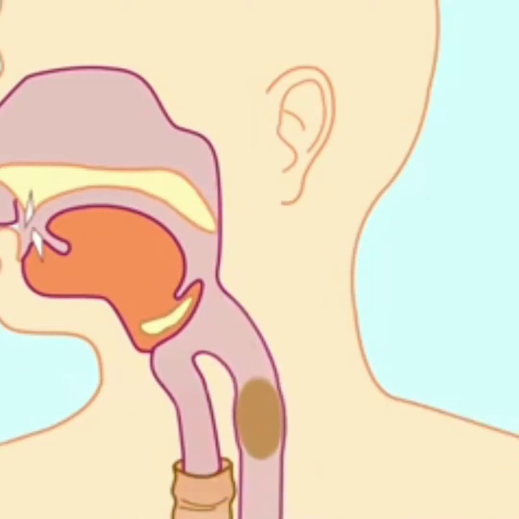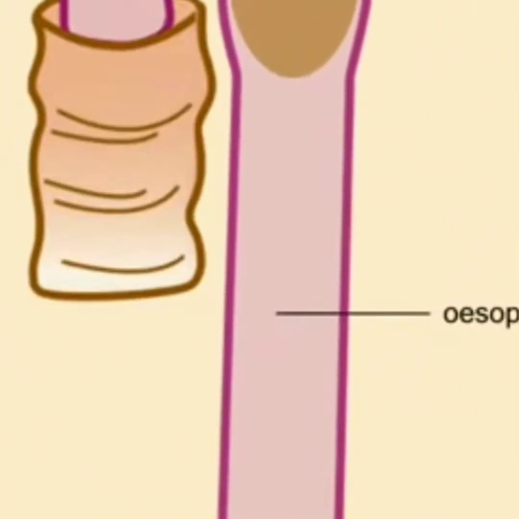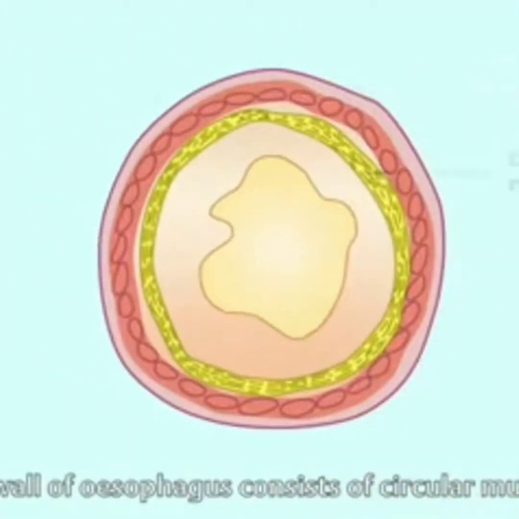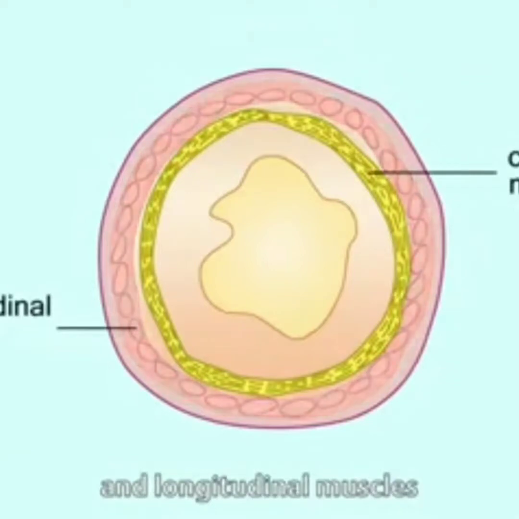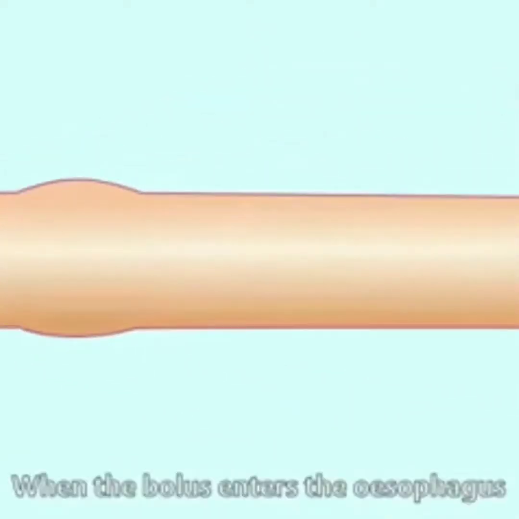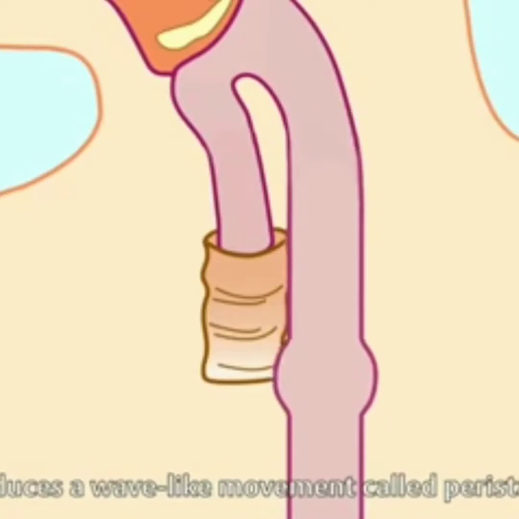The esophagus has two types of muscles. First, the circular muscles, and second, the longitudinal muscles. These two types of muscles contract in a rhythmic pattern to form a peristaltic movement through which food enters into the stomach by passing through the gastroesophageal sphincter, which regulates the entry of food into the stomach.